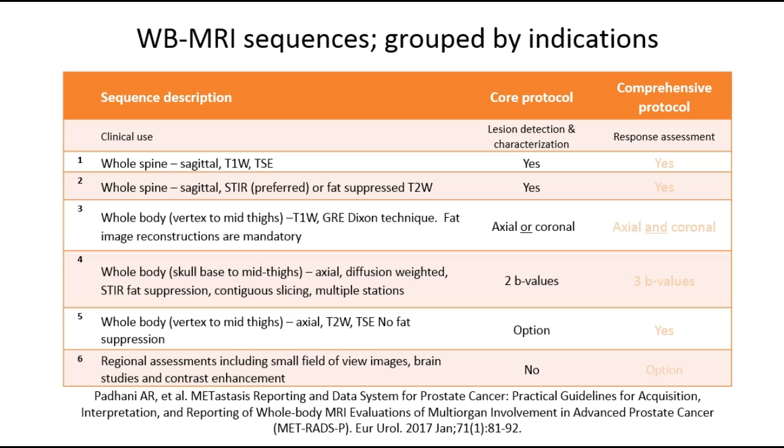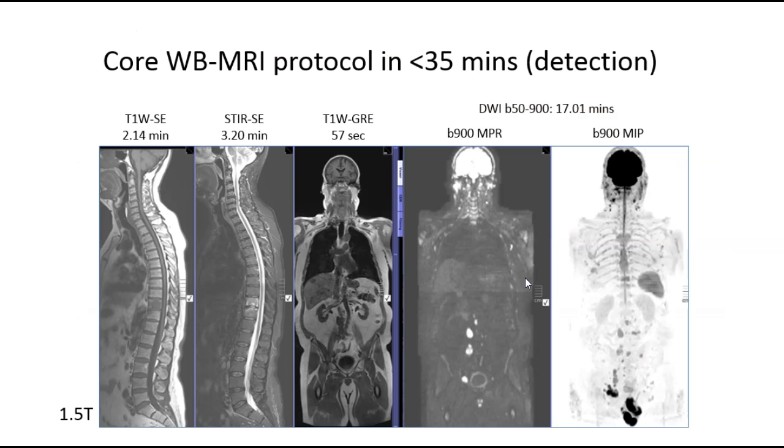One is based on lesion detection and characterization and is called the core protocol and consists of sagittal T1 of the spine, a STIR sequence, an axial or coronal Dixon technique, and diffusion imaging with very little else. So here is a typical core protocol that should take less than half an hour. Sagittal T1, STIR, coronal Dixon technique, 4 stations, diffusion weighted imaging, and then a MIP reconstruction.